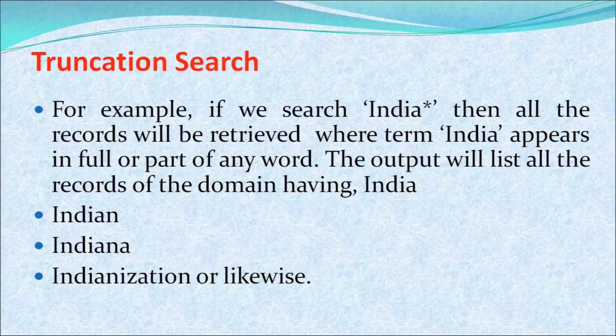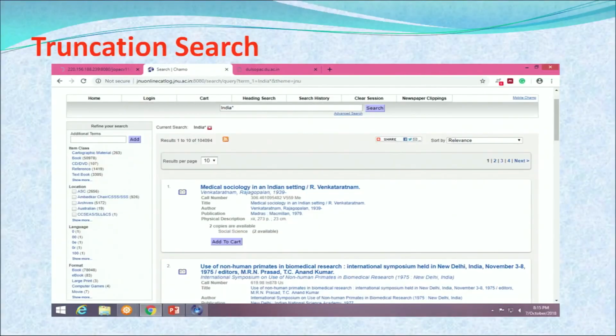For example, if we search India, then all the records will be retrieved where the term India appears as the first part of any word. The output will be listed like Indiana also, Indianization also. This is the screenshot for truncation search.